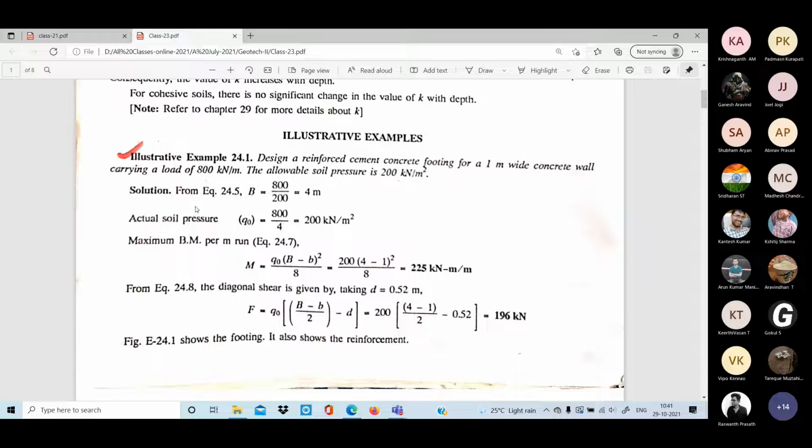The actual width is provided, and the actual soil pressure can also be found by dividing the load by the area we are providing. Suppose it is 4 meter, then dividing by it will give the actual soil pressure. Then what is our next step? Here we are finding the bending moment and shear and so on. Once you know the bending moment and shear force, calculating the reinforcement is very easy. We can use our RCC and find it out.